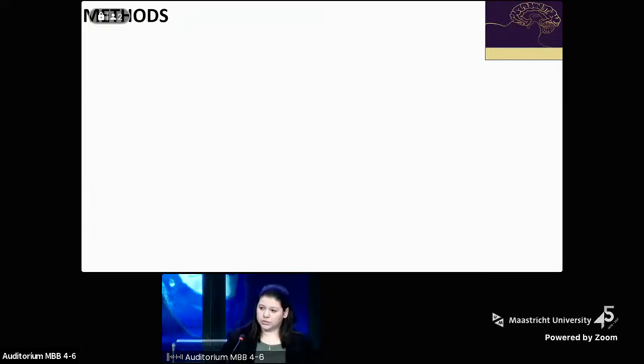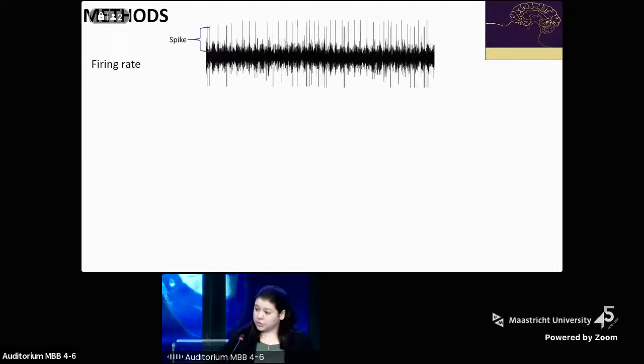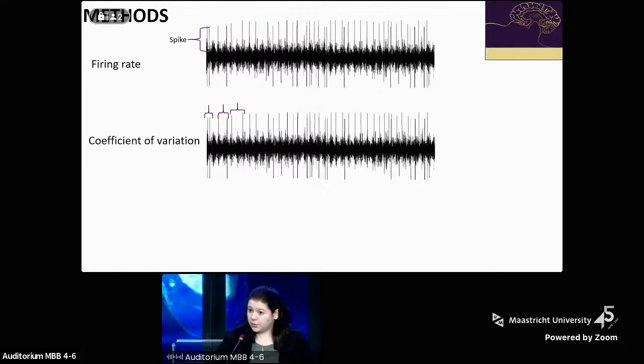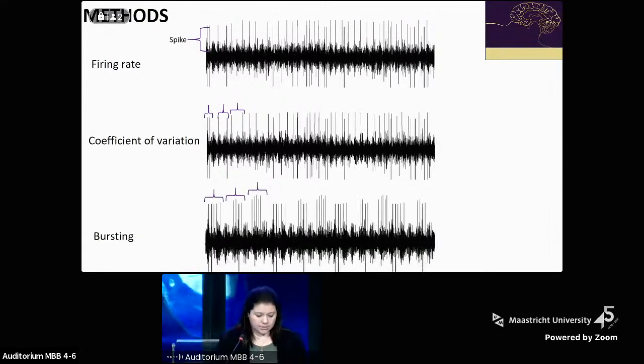We start from very simple methods and we move to more complex ones. The first are related to single unit activity. The first one is firing rate, which is basically the number of spikes that we have per second. Then we also look at the coefficient of variation. What it tells us is how much variation there is between the spikes. So the higher the variation, the higher the coefficient. And last, we look at bursting. This is a dynamic state where the neuron fires in groups. So fire, stop, fire and stop.